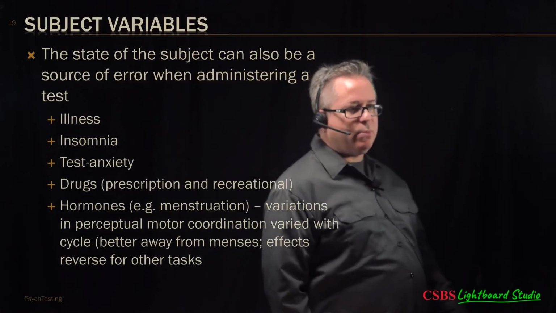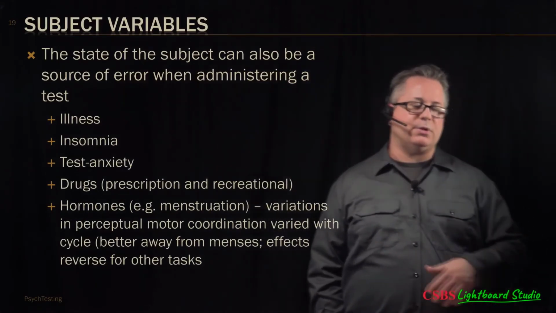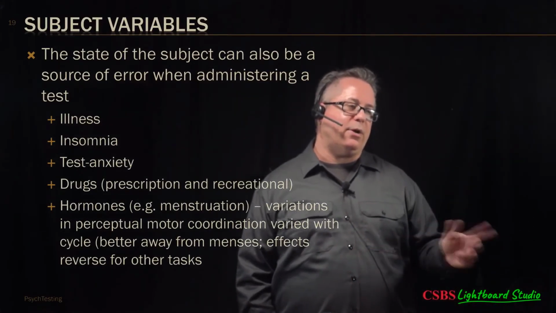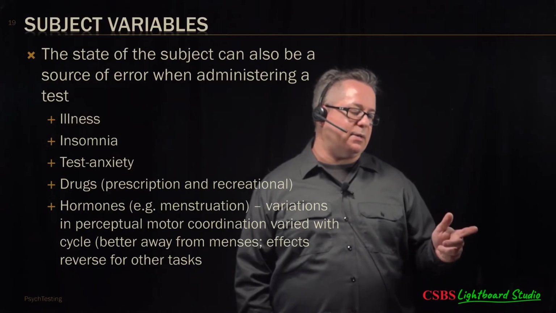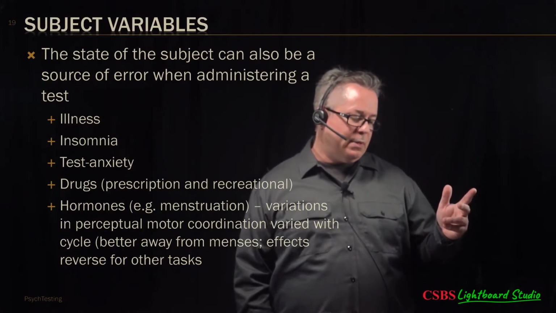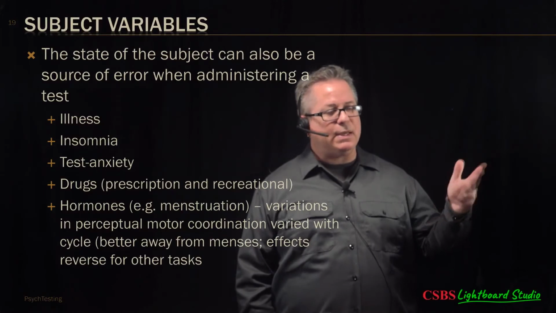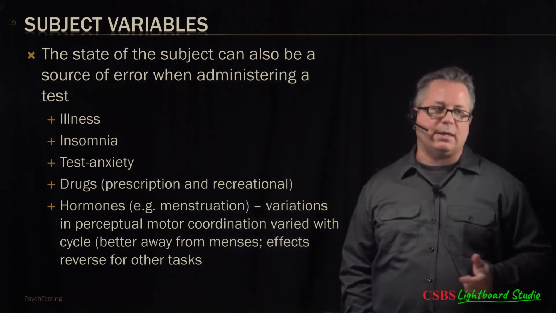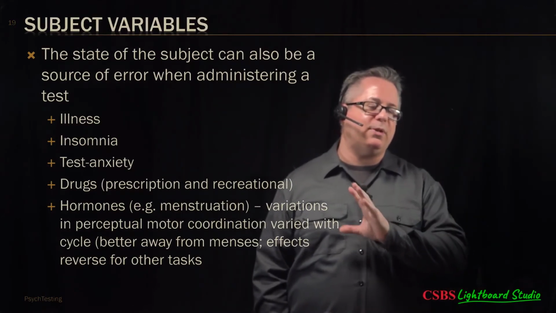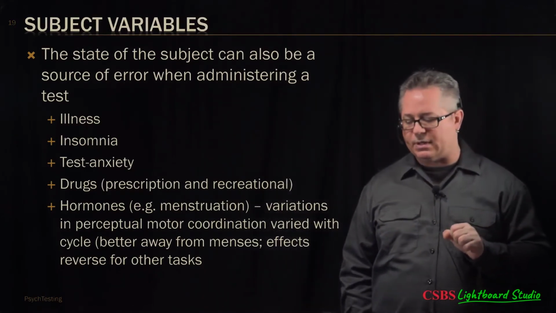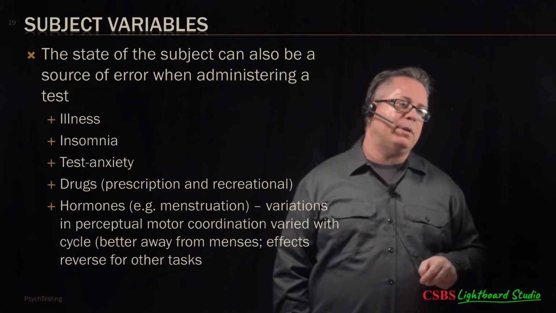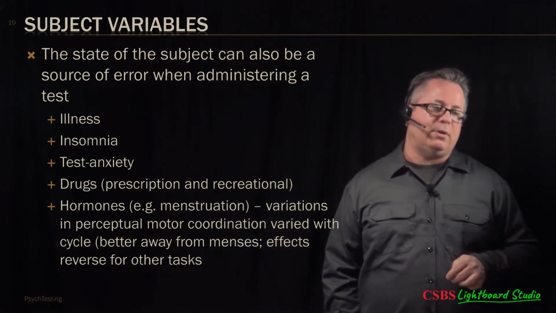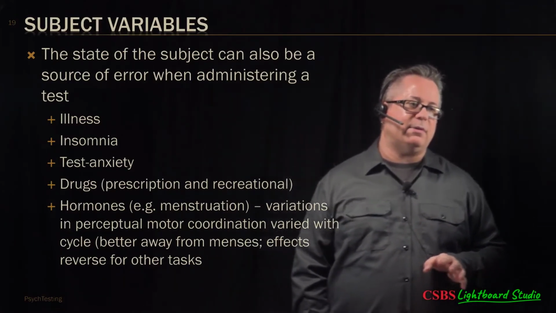So other subject variables that affect things, these are all other things that contribute to the error in a test, but also can affect it. It's sometimes the test administration, but really more just their ability to perform well on a test. So this is not perfectly within the test administration part, but more the test taking part, the other side of it. The state of subject can also be a source of error when administering a test.